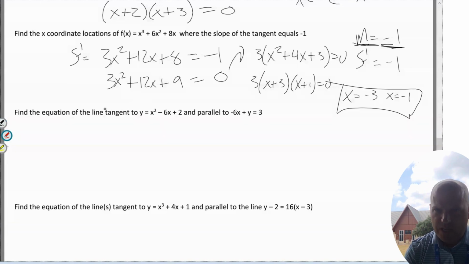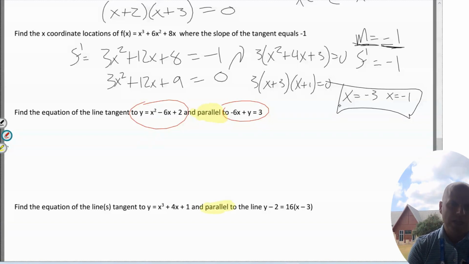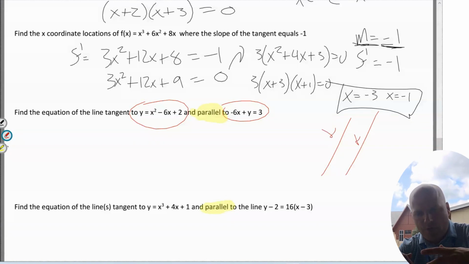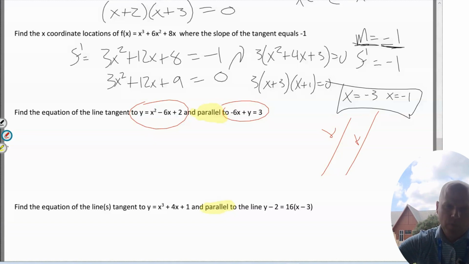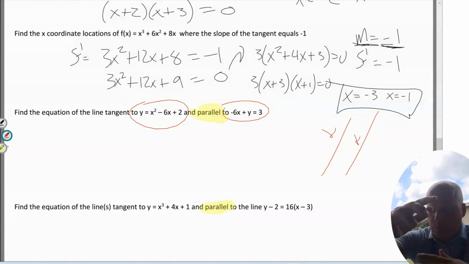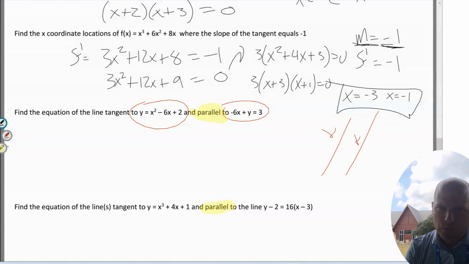Ooh, when do we have a line tangent to this and parallel to this? Well, we got to talk about this word parallel. What does it mean to be parallel? Parallel lines never cross, right? We understand. What is a key characteristic of parallel lines? The same slope. Parallel lines have equal slopes.